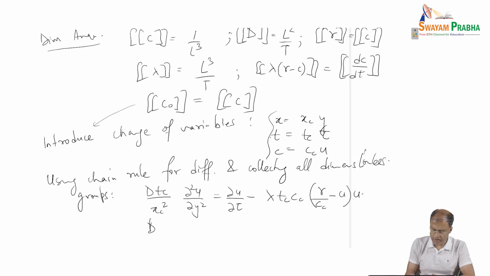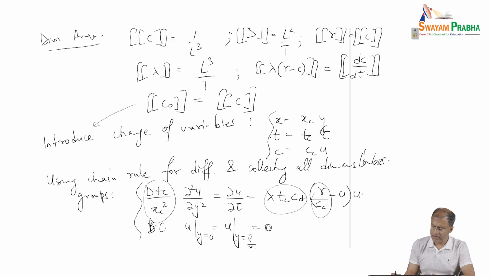And what we have is that the boundary conditions are u at y equal to 0 and u at y equal to L over x_c is 0. So y is the non-dimensional variable here. So those are my boundary conditions. Okay, so then from here we can figure out the dimensionless groups. One is this one, the other one is this one, and the third one is this one.